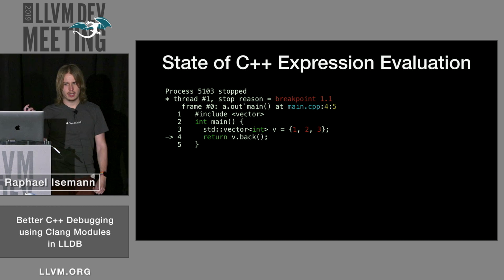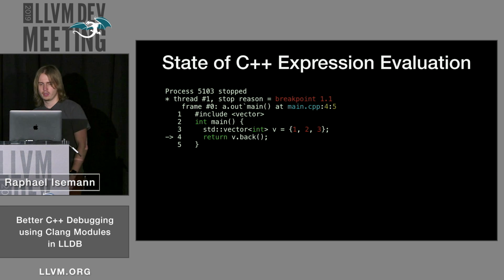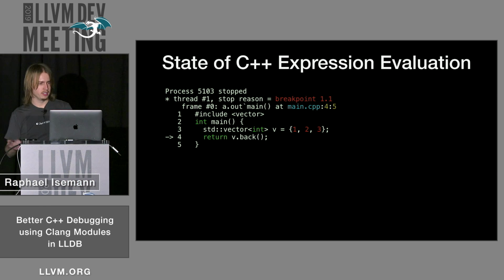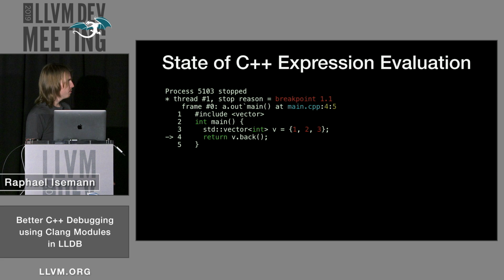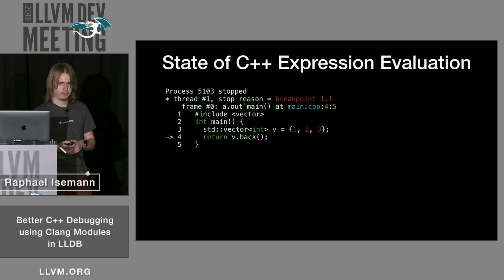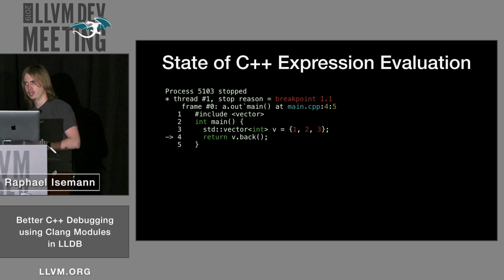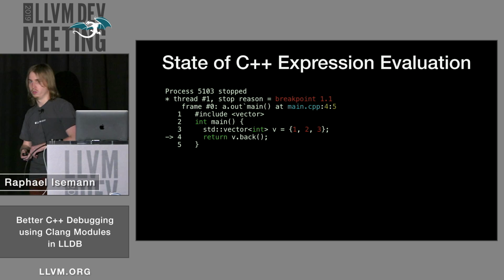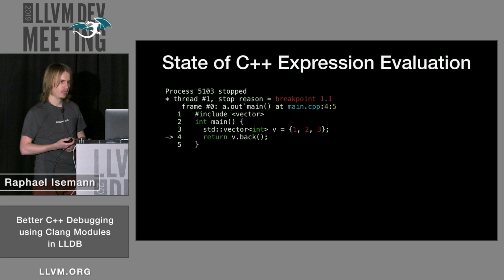So we have again a similar setup as in the slide before. We have a vector with 3 integers in it, vector v, which is a local variable, and then we return the last element of the vector as the exit code. Again, we stop the program in LLDB, and now we use expression evaluation to inspect or change the program.